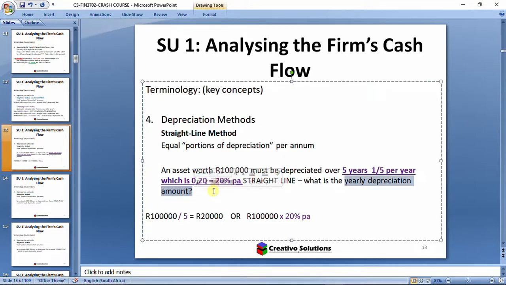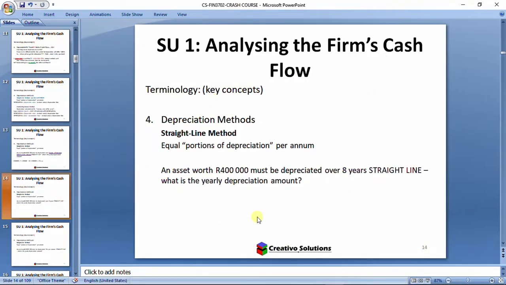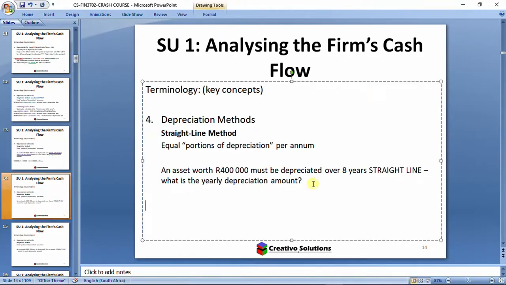That depreciation will be seen as an expense, which is tax deductible because of the wear and tear allowance that SARS will give us. Happy with this example? Yes. All right, let's try this one. Answer? It's 50,000. Good.